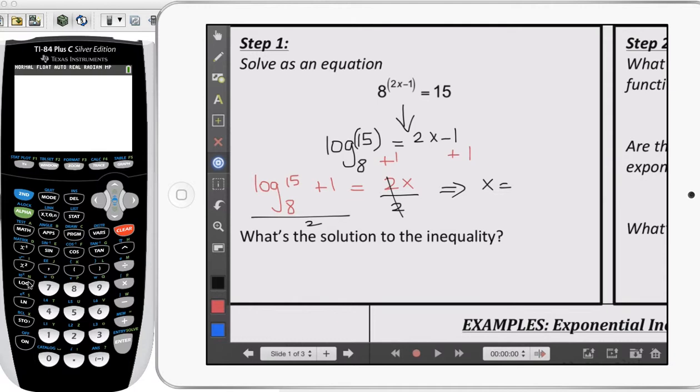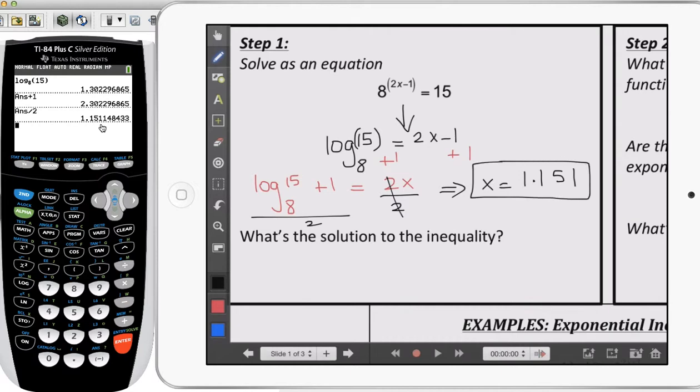So log 15 base 8, you can go to math, up twice to get to log base. You put 8 for the base and 15 for the argument. You find the answer, you add 1 to it, find the answer, and then divide by 2. In this case, x is going to be 1.151. Always round to the nearest third decimal unless you're prompted otherwise. And that would be my x value.